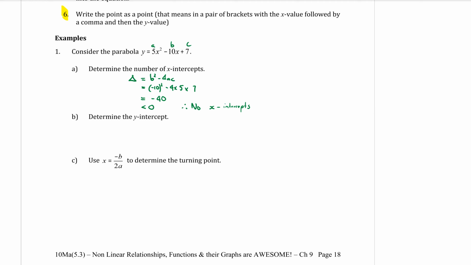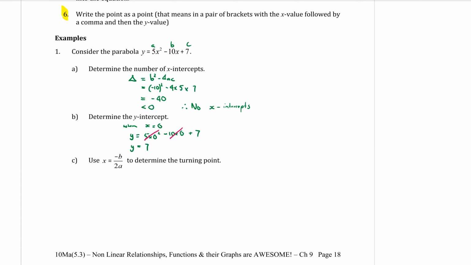Part B says determine the y-intercept. To find that, we sub in when x equals 0. So into the equation, I would get y equals 5 times 0 squared minus 10 times 0 plus 7. Anytime you're subbing 0 in, that's going to be 0, that's going to be 0. All you're going to have is that 7 on the end. So my y-intercept is y equals 7.